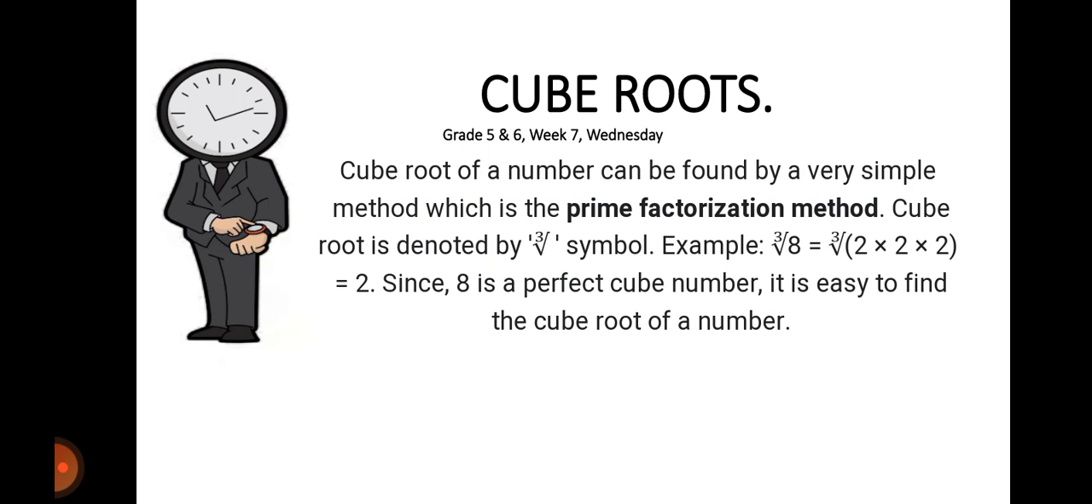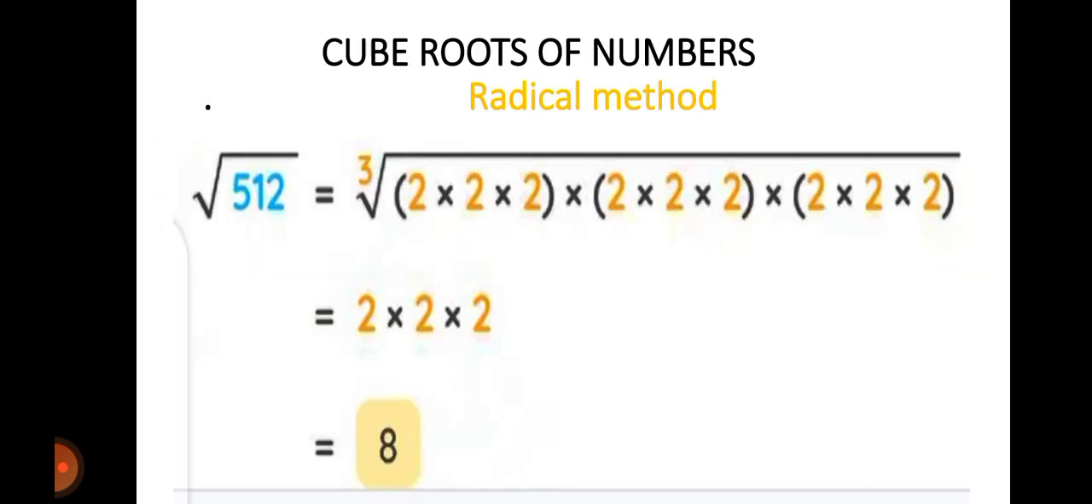Example, we have the cube of 2 is 8. That means 2 times 2, which is 4, times 2 again, which is 8. So the cube root of 8 is 2. So that is exactly what we are looking for. So today we'll be looking at the cube root of numbers.